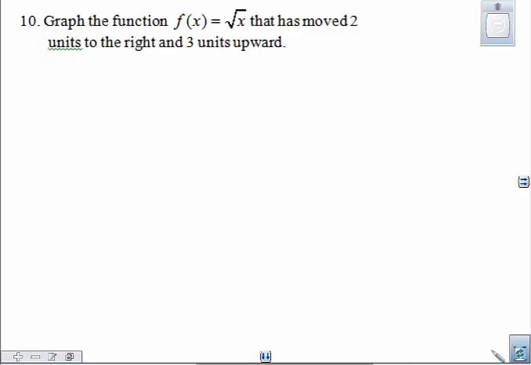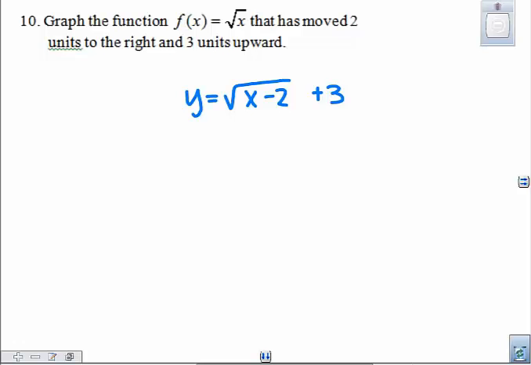10 is the graph of f of x is the square root of x that has moved 2 units to the right and 3 units up. Okay, I'm not going to actually graph this for you, but I'll help you by reminding you that moving 2 units to the right is actually inside, and it's the opposite, so that would be minus 2. And then 3 units up is on the outside, so plus 3. So this is what you are trying to graph.